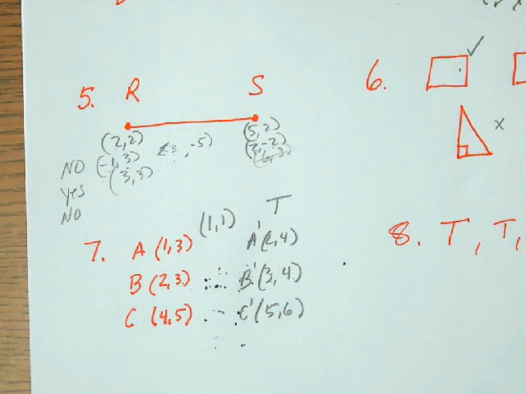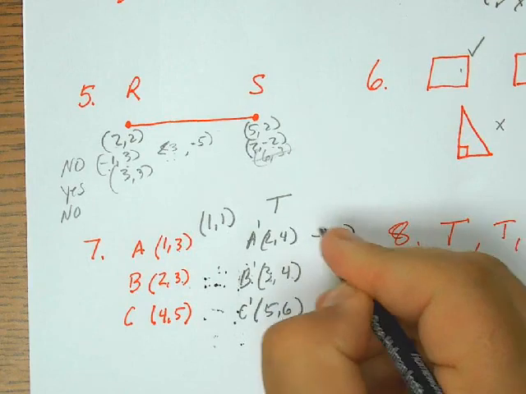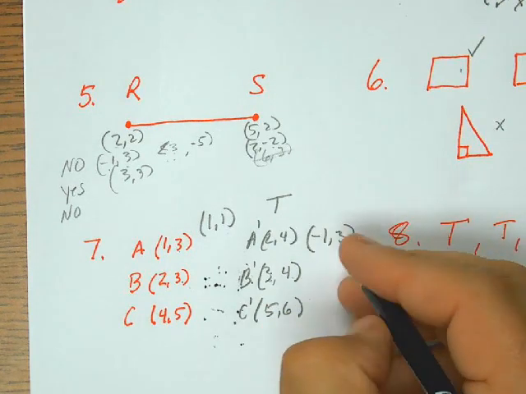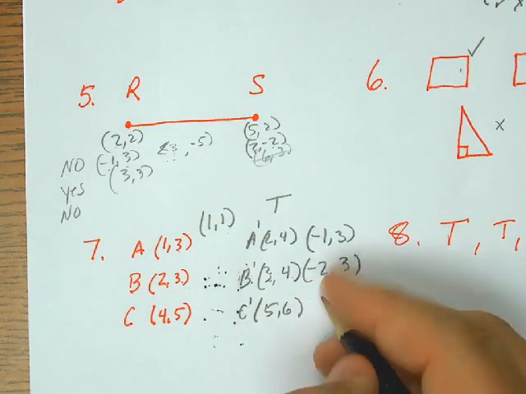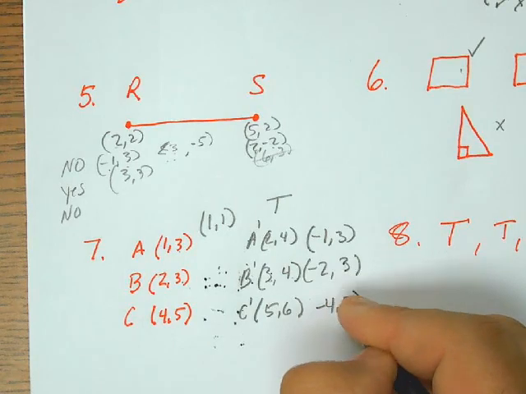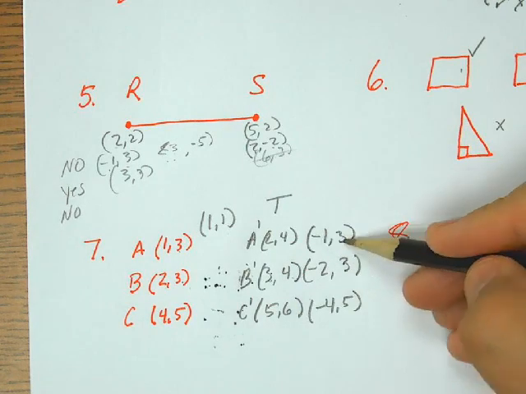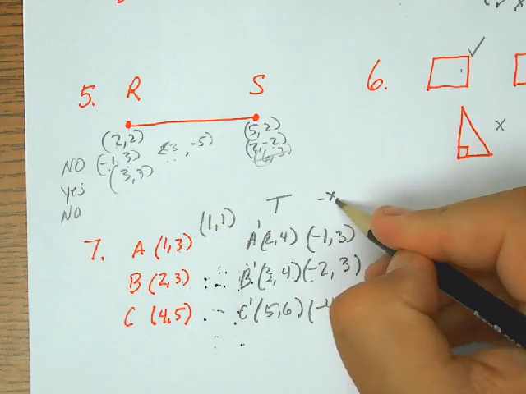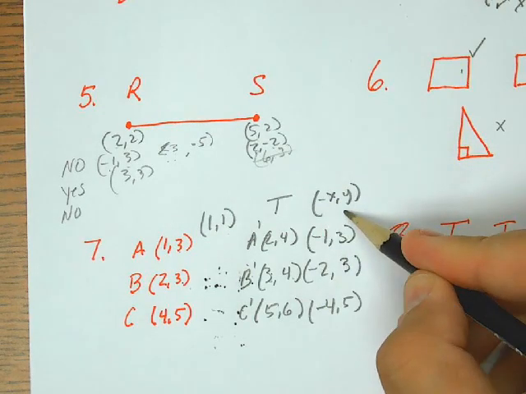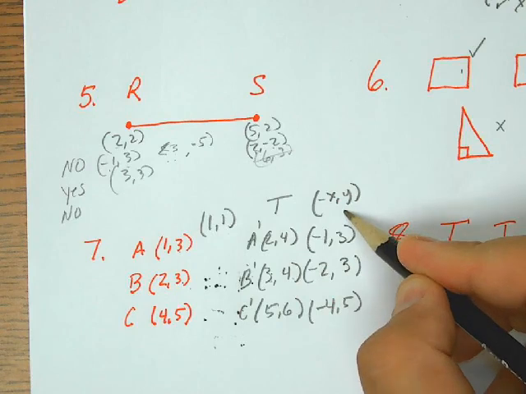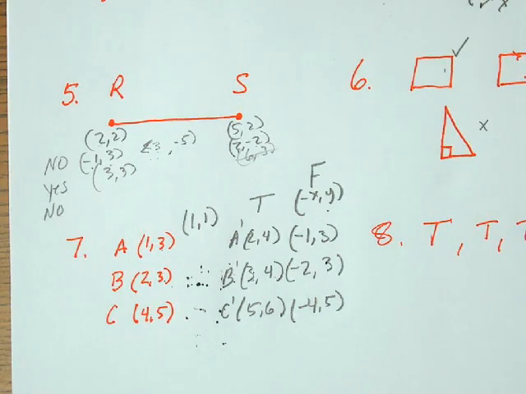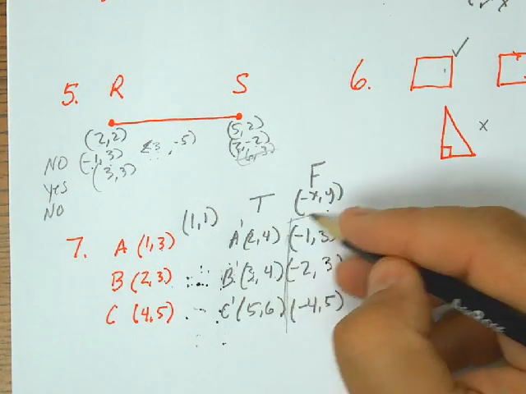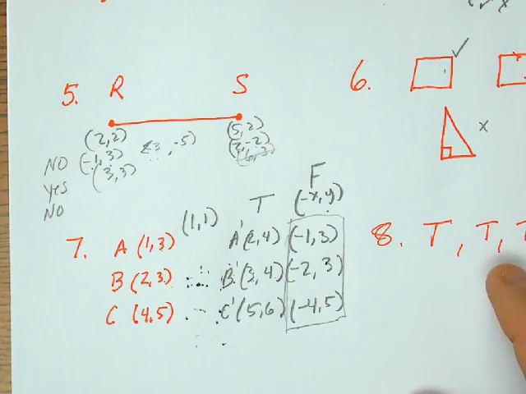Okay, so how about -1, 3? -2, 3, and -4, 5. Would this be a negative and keep the same? This looks like this is -x, y, doesn't it? Isn't that a reflection across the y-axis? So that's not a rotation, right? That would be a false. Okay, because this right here is representative of a reflection across the y-axis.